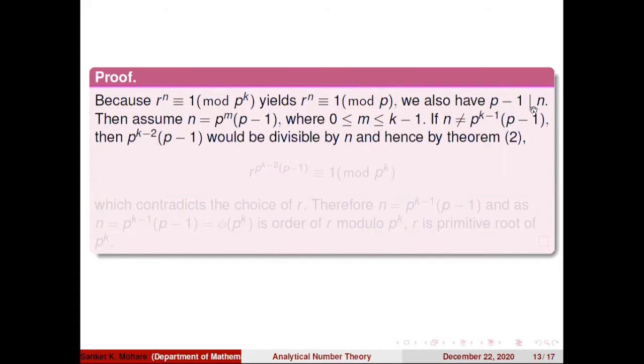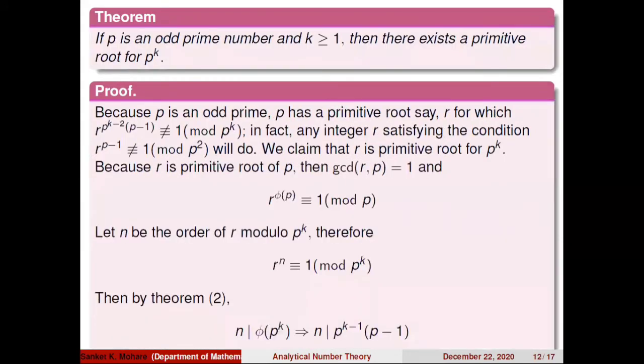How does p minus 1 divide n? Again by using that theorem 8.1. Okay, what was that theorem? If k divides h, then a to the power h is congruent to 1 modulo n, where k is the order of a. Now here r is a primitive root of p. So r is a primitive root of p means what? The order of r is what?